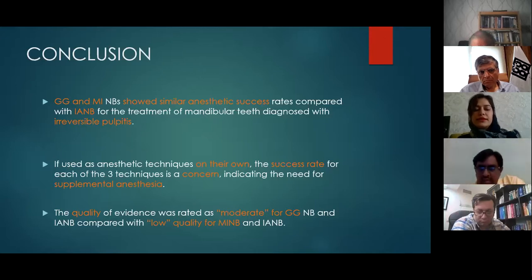The quality of evidence was rated as moderate for GO gates nerve block and inferior alveolar nerve block, compared with low quality for mental incisive nerve block and inferior alveolar nerve block.